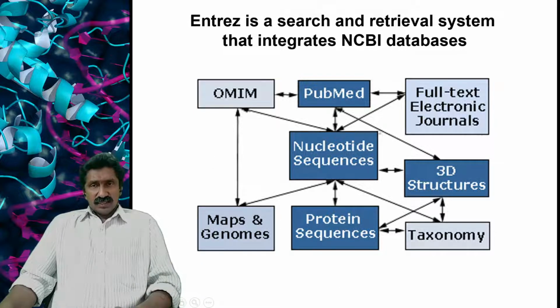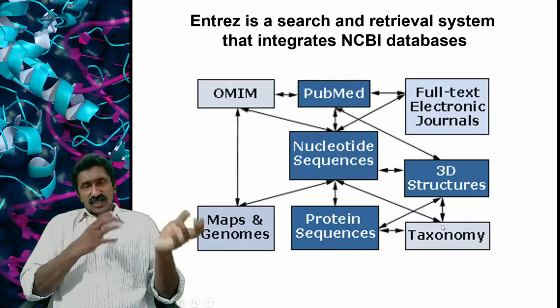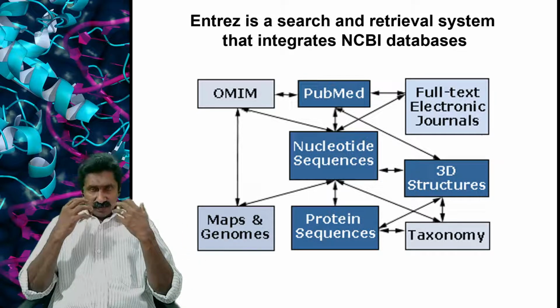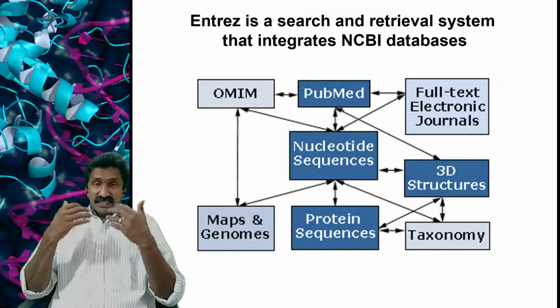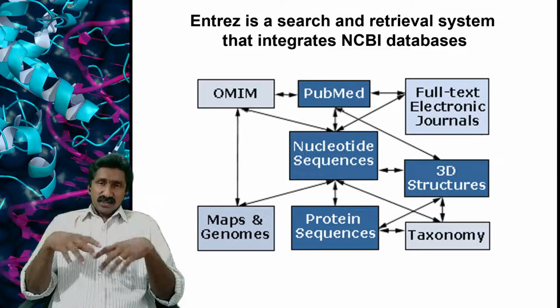In NCBI: PubMed for literature, for text, electronic journals, then nucleotide sequences, that is GenBank, protein resources for protein sequences, then genome sequences, the Online Mendelian Inheritance in Man database, the 3D structure database, the taxonomy information database. So various other databases, GSS, EST, that's expressed sequence tags. So there are a lot of other databases out there.